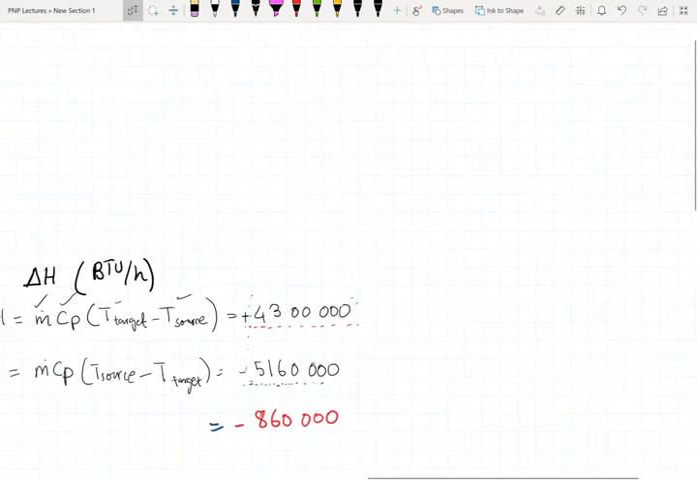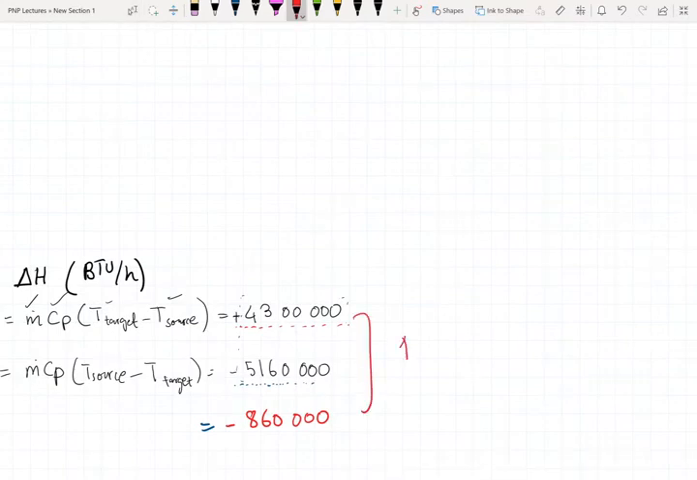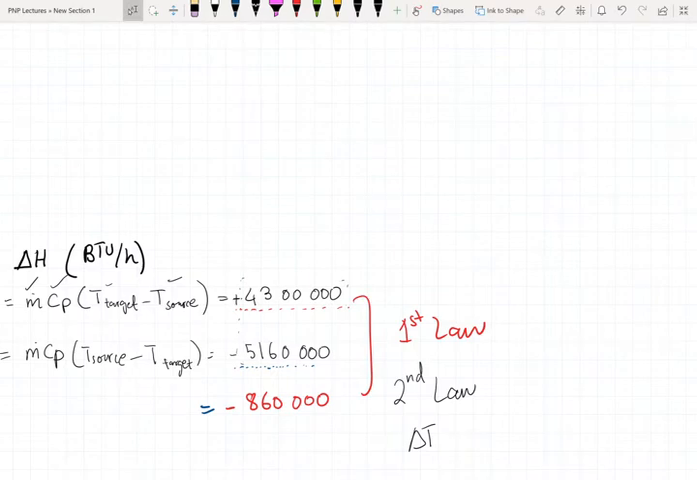But that's just the first law analysis. Now the second law will tell you that in order to transfer heat, you need to have a change in temperature, and heat obviously flows from a higher temperature to a lower temperature.